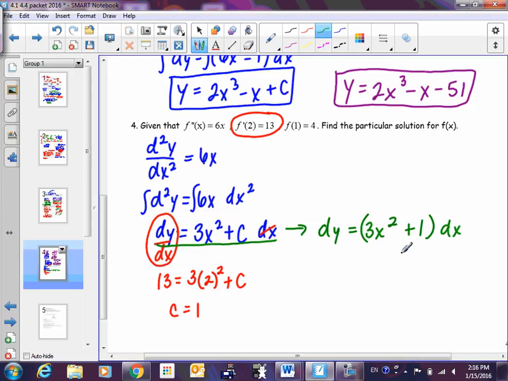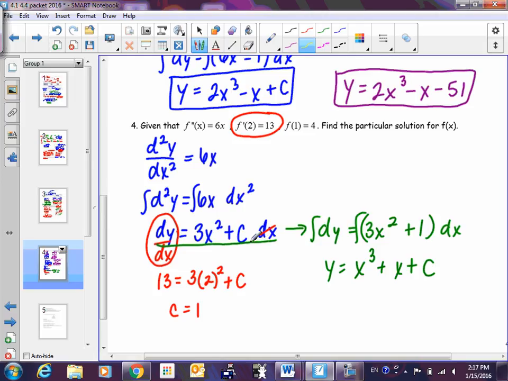Okay, I still have dy, so what do I still need to do again? I need to integrate, I need to take the antiderivative. Now, from here, this is very similar to the ones we just did. So on the left side, I should just have y. And what am I going to have on the right side? What's the antiderivative of 3x squared simplified? X cubed plus x plus c. Okay, so the million-dollar question is, I already found c, so can I just plug in a 1 here? And the answer to that is no. Here is why. They are different.